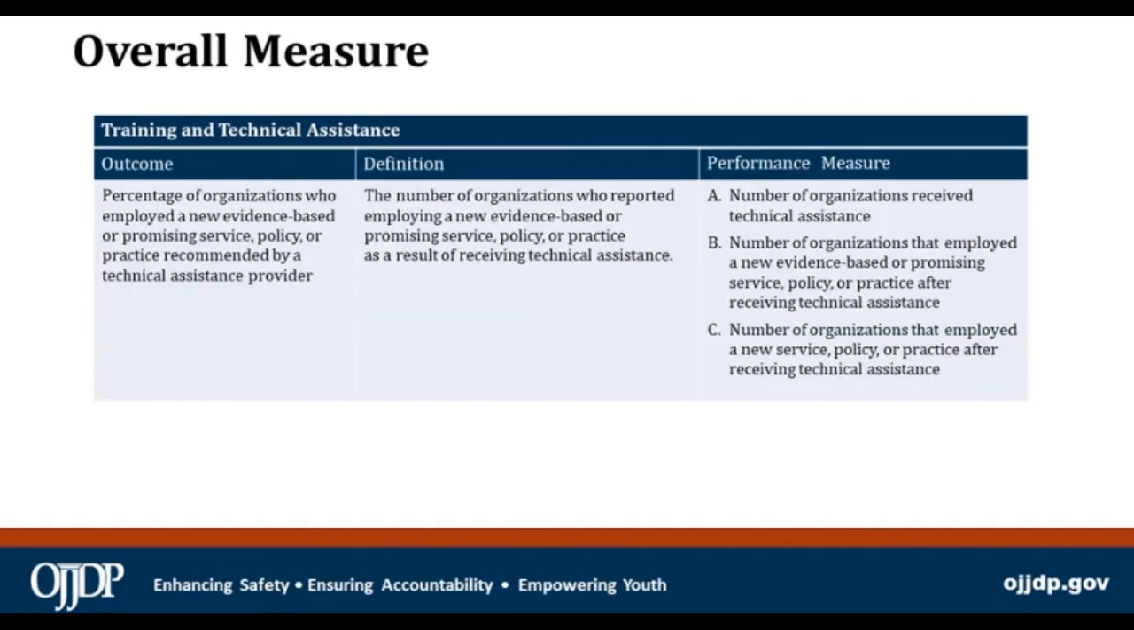For the last overall TTA outcome measure, percentage of organizations who employed a new evidence-based or promising service, policy, or practice recommended by a technical assistance provider, you will provide data on the total number of organizations that received technical assistance, the number of organizations that employed a new evidence-based or promising service, policy, or practice after receiving technical assistance, and the number of organizations that employed a new service, policy, or practice after receiving technical assistance.